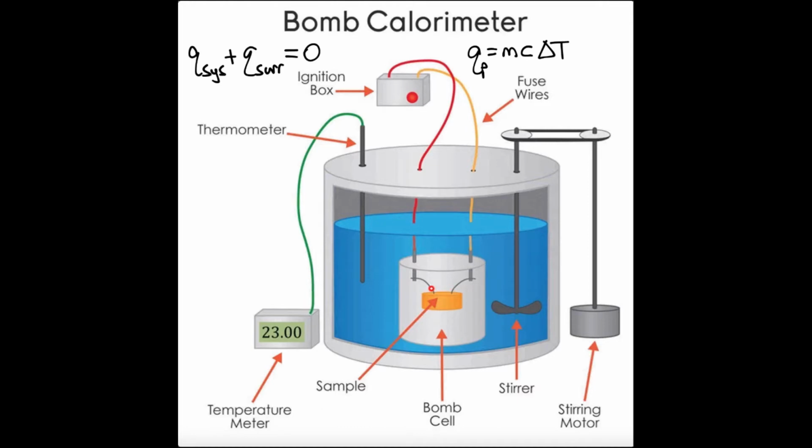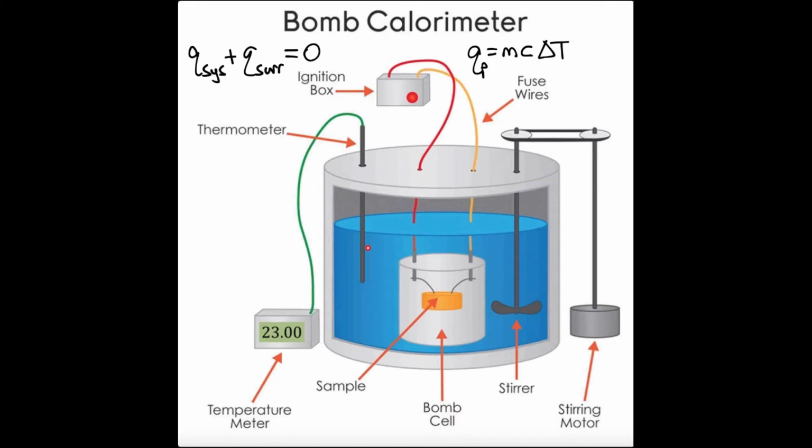And how it works, as I've indicated so far, is that we would put our sample inside this chamber, which is known as the bomb cell, and we would fill this chamber with oxygen under pressure because oxygen is required for combustion. We would attach a fuse wire to a couple of different ends of an ignition box, which really just passes a charge through this bomb cell. And we have the pool of water that this bomb cell is sitting in being stirred continuously so that there aren't any hot spots or cold spots.